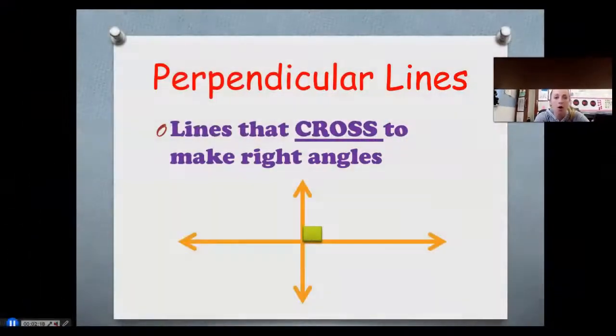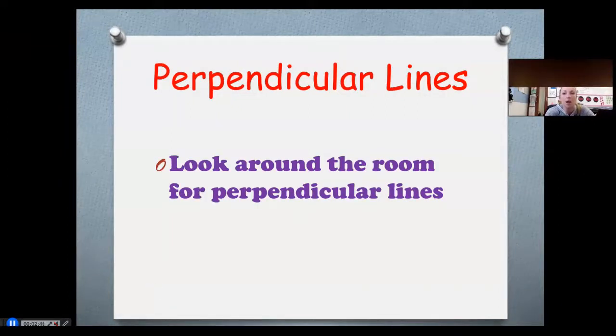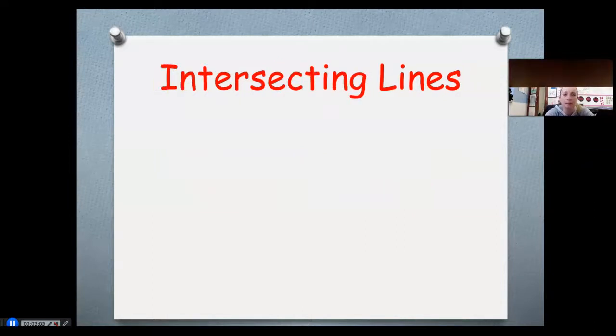All right, so let's look around the room for perpendicular lines. What lines in your house will always cross to make perfect T's? Well, in our classroom, we have perfect T's in our blocks where they meet in our room. We have perfect T's on the calendar and perfect T's on the walls. So where in your house has perfect T's?